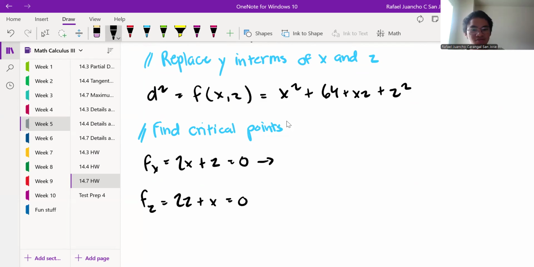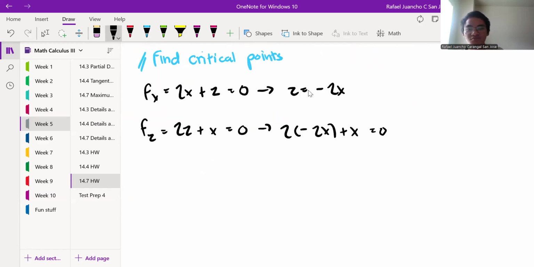Oh, that nice pattern. Here I can change z to be negative 2x. And so here I get 2 times negative 2x plus x equals 0. I get minus 4x plus x, I get minus 3x. So x is 0. And so z is 0. Boom. Got my critical point.